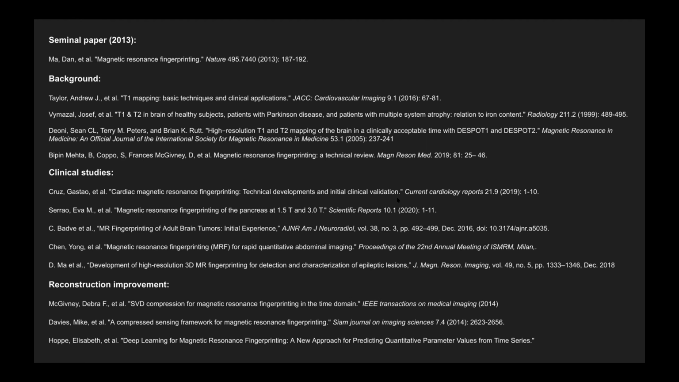I guess I have a question. How would inhomogeneity affect your dictionary here? Is it going to be a huge problem, or is it okay? Yeah, it can be. So the cool thing about MRF is that if you account for B1 inhomogeneity, if you include it as a parameter that you're also estimating, then you can actually use it to help you, right? You can use it to make your matching better.